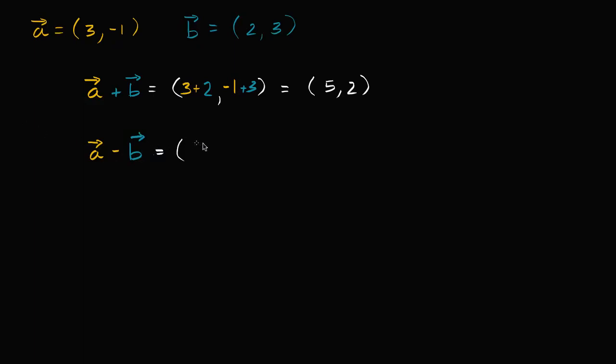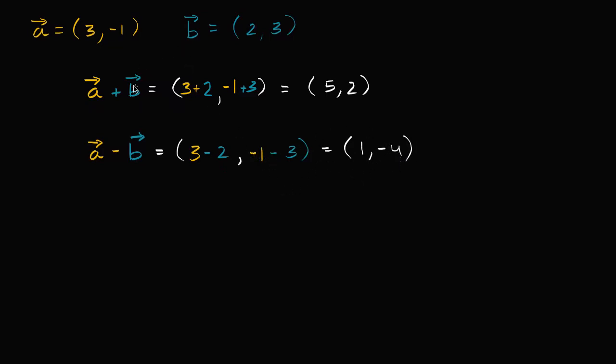So our x component is going to be 3 minus 2, and our y component is going to be the y component of A, -1, minus the y component of B, so minus 3. And so the resulting vector is going to be: the x component, 3 minus 2, is going to be 1, and then the y component, -1 minus 3, is -4.